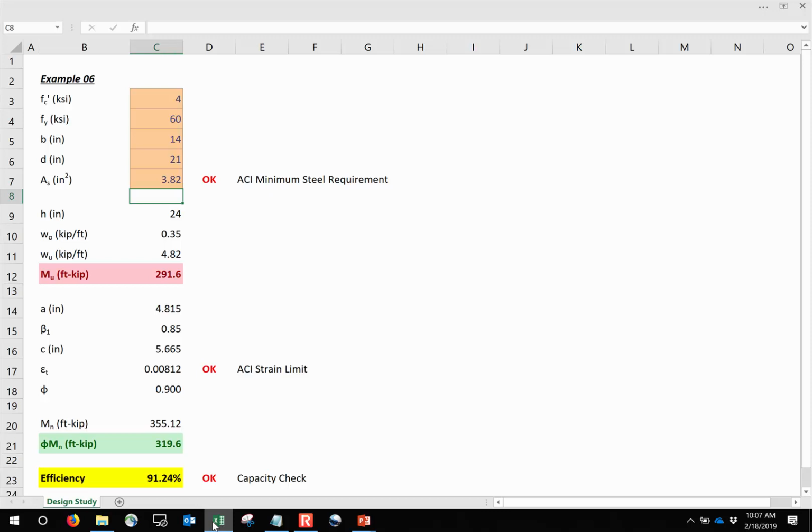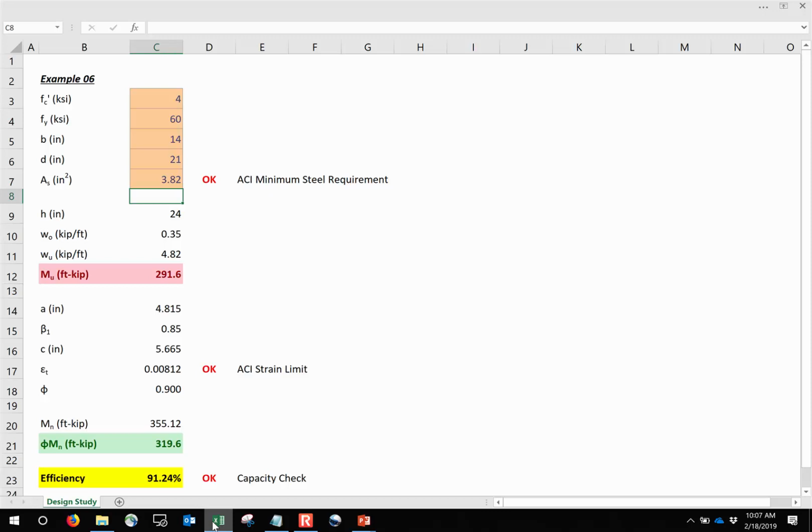And then we got into a discussion about what happens if we want to improve the efficiency of the beam. So the beam efficiency was 91.2, so it was good, but we could probably do better, right? And so how did we end that discussion? We said, well, there's really 5 parameters that we can change, and there's these 5 highlighted parameters up top. We could change the FC prime, we could change the FY, we could change the B, the D, or the area of steel.